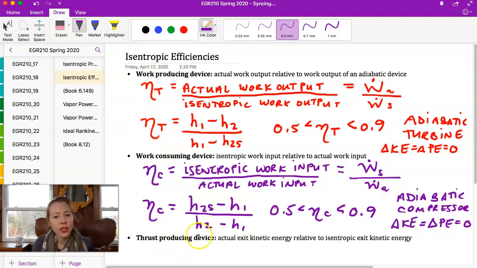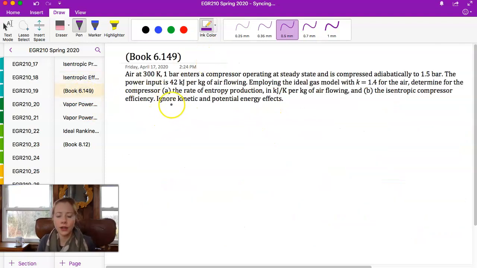Okay, for a thrust producing device, we compare the actual exit kinetic energy relative to the isentropic exit kinetic energy. So this is a lot of the cases in, say, a nozzle or in a jet engine. So it's just comparing the kinetic energy, or you can compare the velocity squared for the regular process divided by the velocity squared for the isentropic process, which we looked at last lesson. So let's go through an exercise together.